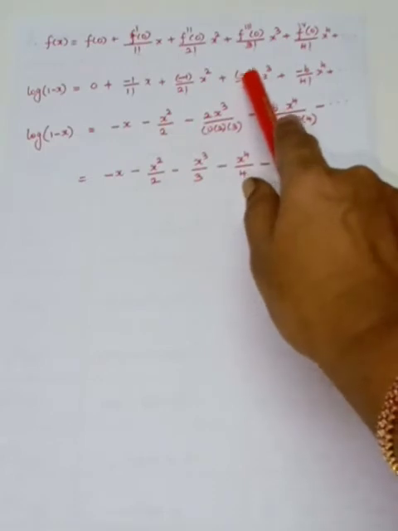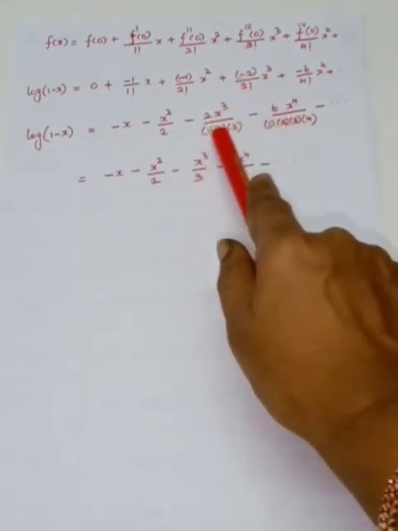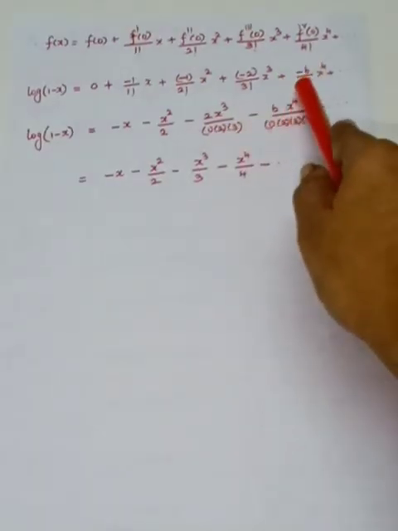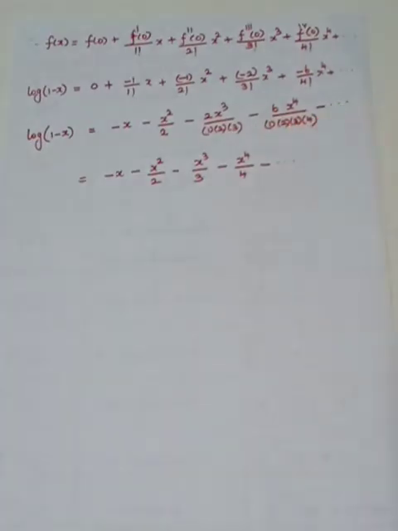And minus 2x cubed divided by 3 factorial. 3 factorial is what? 1 into 2 into 3. And minus x to the power 4 by 4 factorial. What is 4 factorial? 1 into 2 into 3 into 4, minus etc.